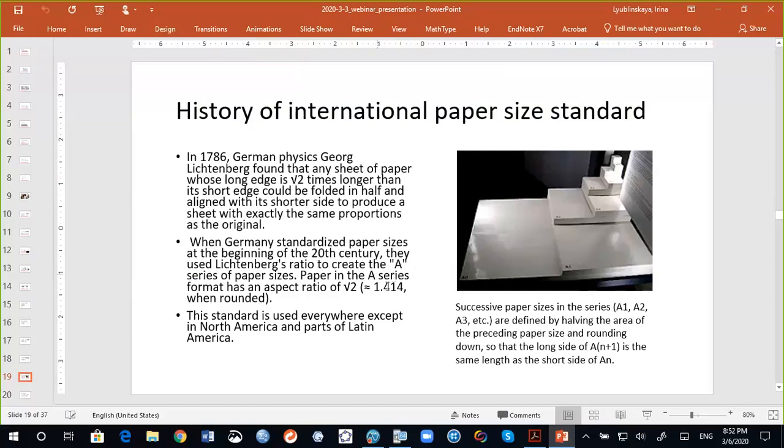The papers in the A series, all of them, have an aspect ratio of square root of 2. And you can see here on a photo these different types of A paper, A0, A1, A2, A3, A4, and so on. The most commonly used is size A4, which is a little bit narrower and a little bit longer than our 8 by 11 standard paper. This standard is used everywhere except North America and parts of Latin America. So if any of your students or their parents travel into Europe or Asia, they can bring that kind of paper, and you can also have real paper for them to compare in the exploration.